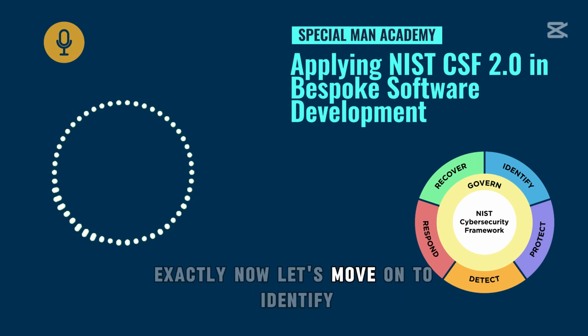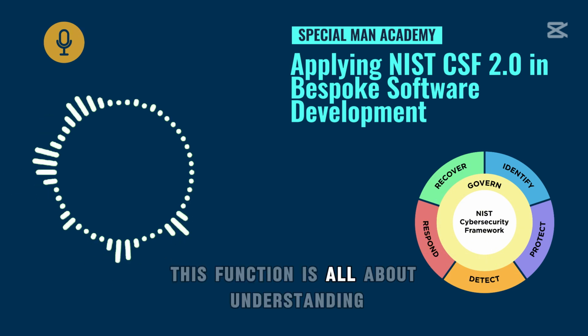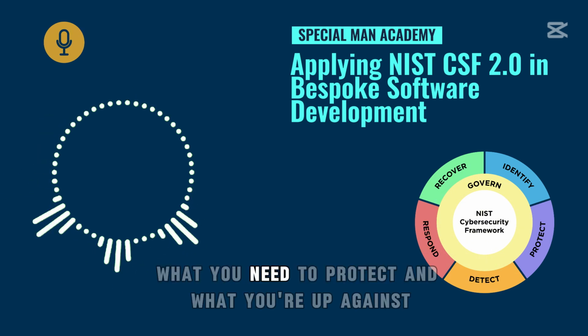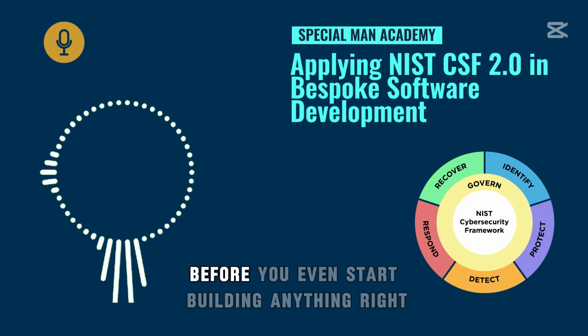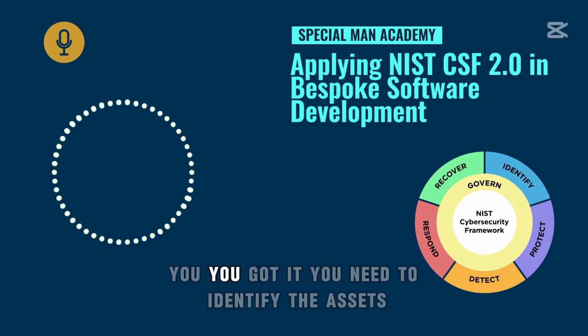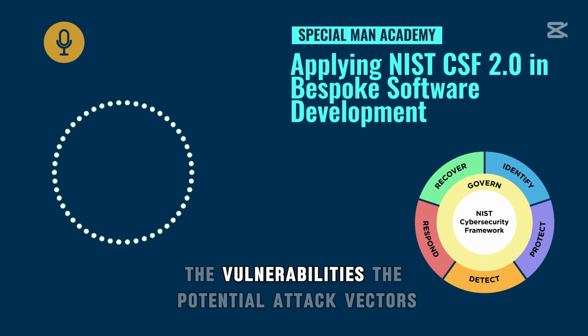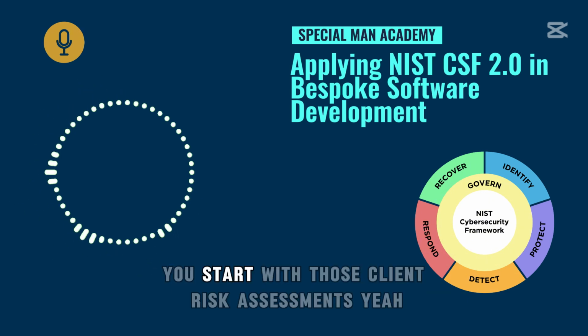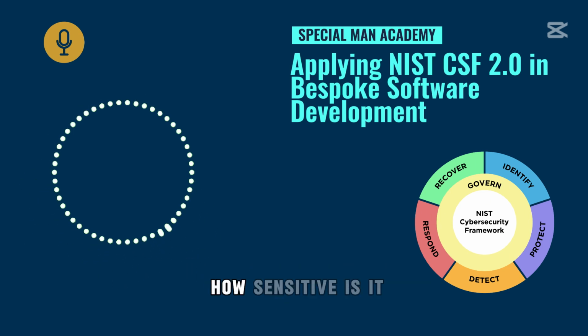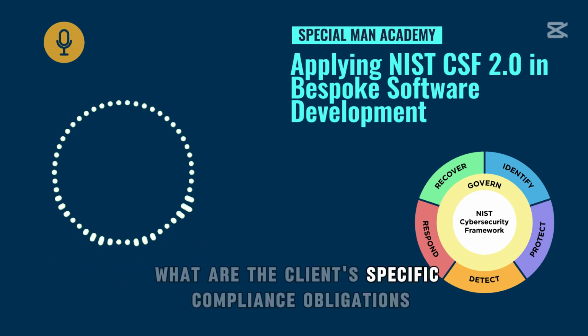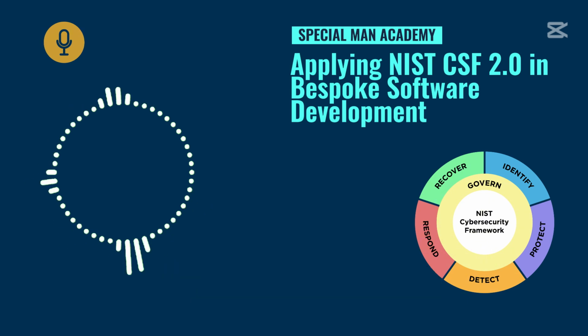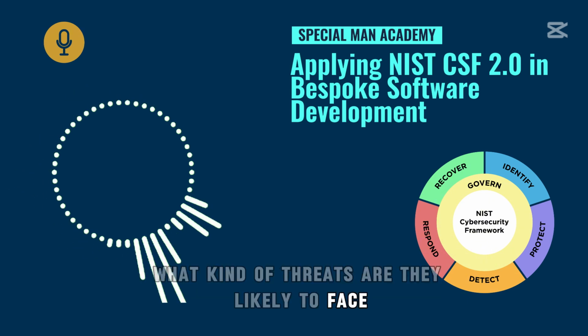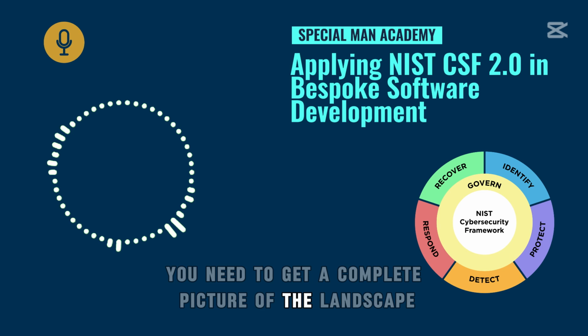Exactly. Now, let's move on to identify. This function is all about understanding what you need to protect and what you're up against. Before you even start building anything, right? You got it. You need to identify the assets, the vulnerabilities, the potential attack vectors. So in bespoke development, you start with those client risk assessments. Yeah, you need to understand the data. How sensitive is it? What are the client's specific compliance obligations? What kind of threats are they likely to face? You need to get a complete picture of the landscape.